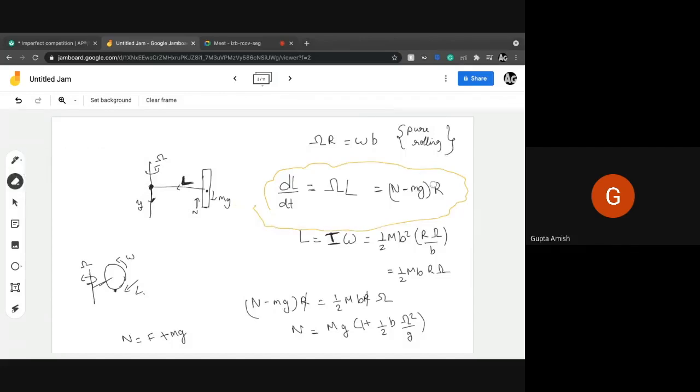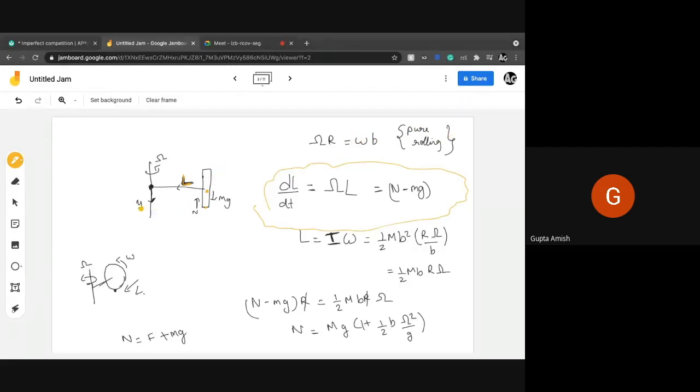So basically, the change in angular momentum is equal to the torque, which is equal to omega L. There's a force N acting on this point, and a force mg acting on the center of mass. Initially, the angular momentum is in this direction, and omega r is equal to omega b, where b is the radius of the wheel, so it's purely rolling. It's given in the question.